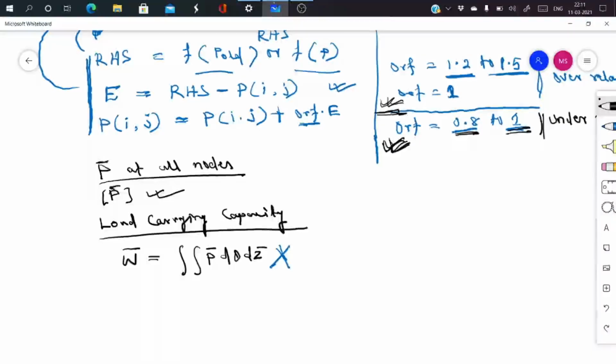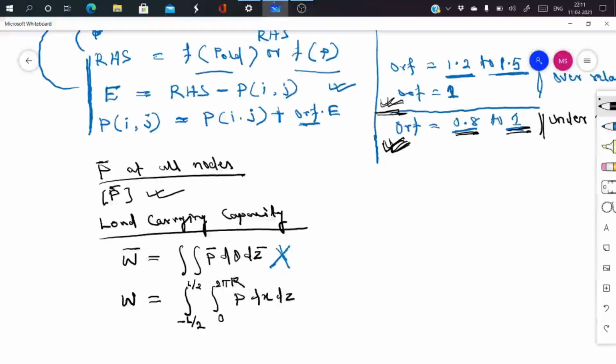Okay, you have to start with the dimensional P or dimensional W. So first of all, what is your dimensional W? W equals the integration from minus L by 2 to plus L by 2, 0 to 2 pi r, P dx dz in the Cartesian coordinate system.